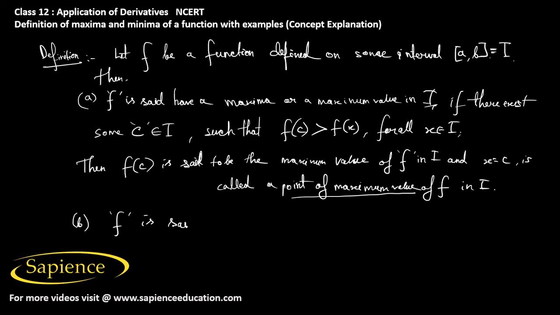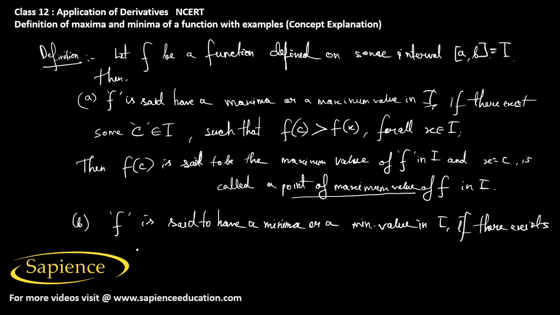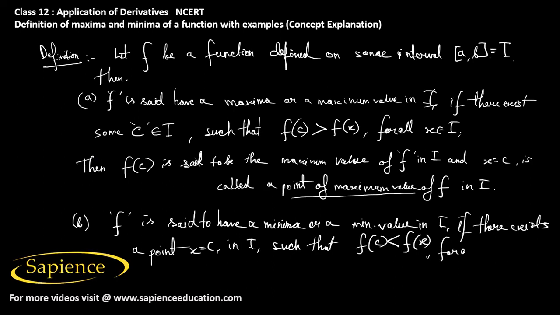Then the next definition is that f is said to have a minima or a minimum value in that interval I if there exists a point x equal to C in that interval I such that f of C is less than all values of the function f of x for all x belongs to I.